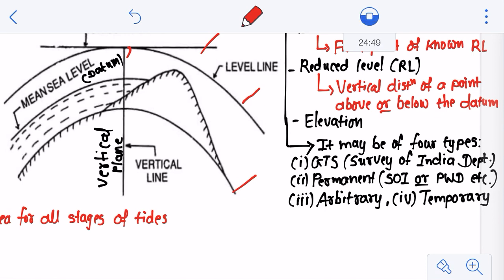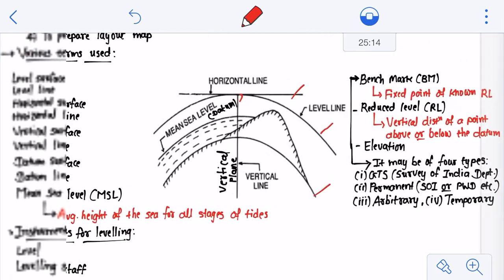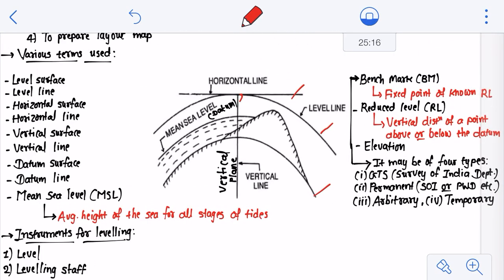And the temporary benchmarks are again reference points established during the leveling operations. When there is a break in work or at the end of the day's work, the values of reduced levels are marked on some permanent objects such as stones, trees, etc. They are the temporary benchmarks. Once your job is finished, you will remove that benchmark. So that's how these different things work in leveling, right? So these are the frequently used terms in leveling, right?